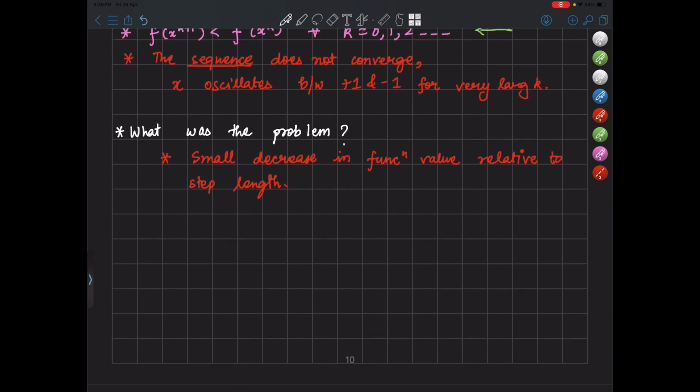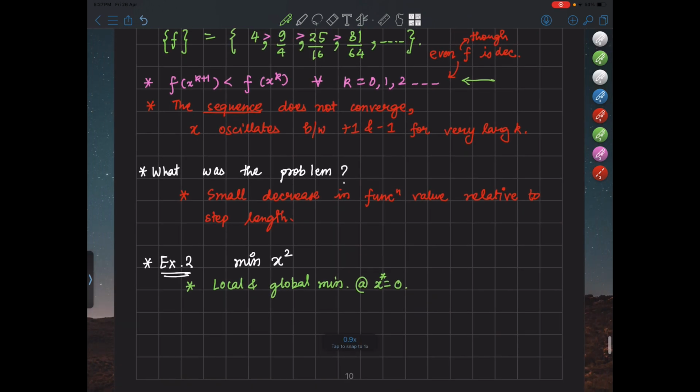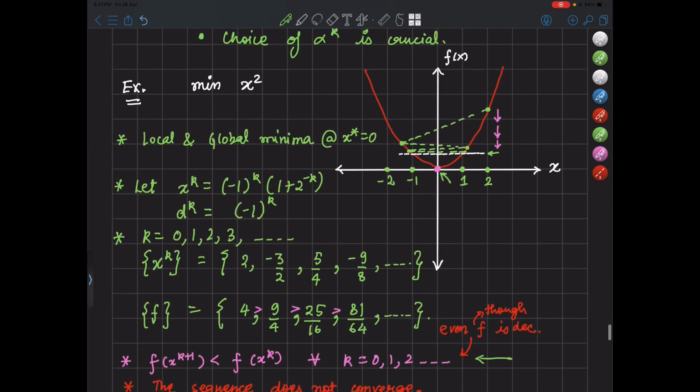Let's look at one more example. Example 2. We'll minimize the same function x square. So again, the local and global minimum is at x is equal to x star is equal to 0. I'll just copy the diagram here.